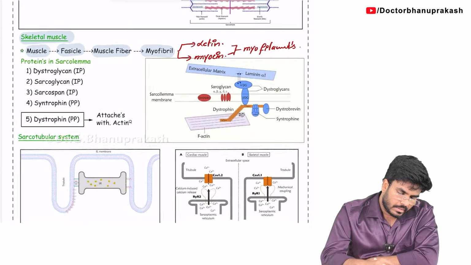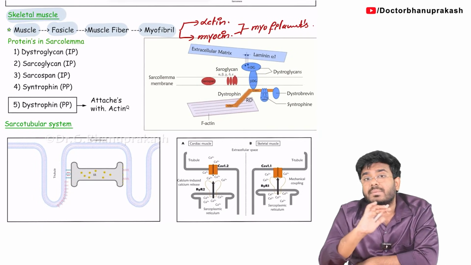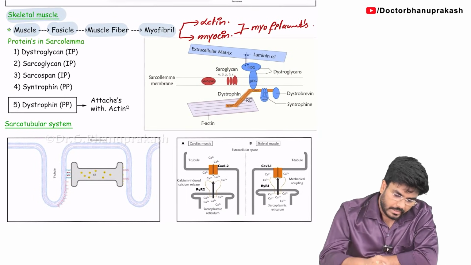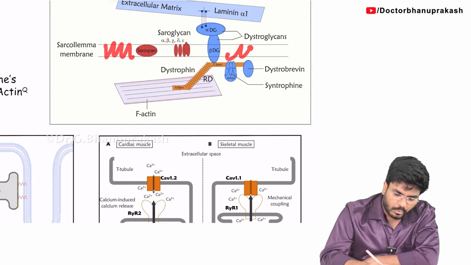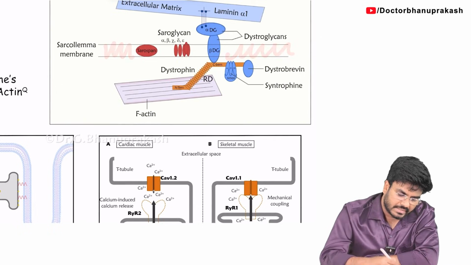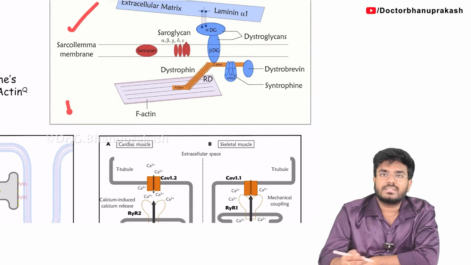Right. Now, if I have to start with the muscle cell membrane, look here. This is the muscle cell membrane. Let's imagine this is the sarcolemma. This is the muscle cell membrane. This is outside the cell, and this is the inside, the extracellular side and intracellular side.